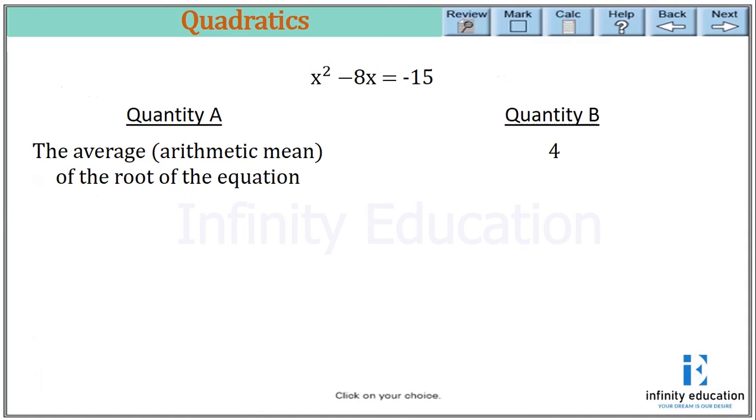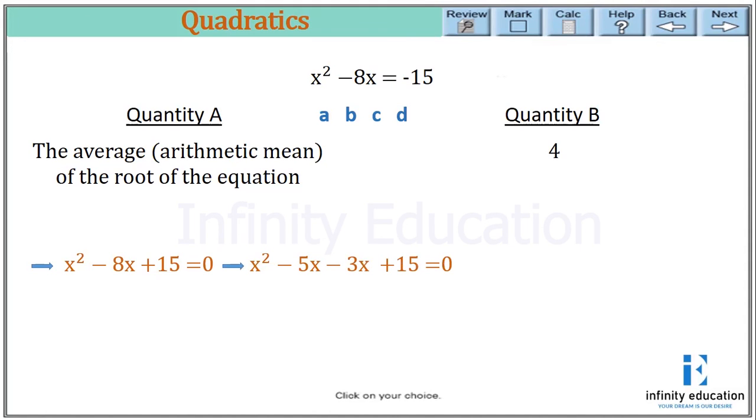So again, there is a quant comparison question. So we must write the ABCD first. The quantity is asking for the average of the roots of the equation. That means I have to find the roots of the equation first. So we are getting the equation as x square minus 8x plus 15, supposing minus 15 was on the right side. If I take it to the left side, that will be plus 15. So the coefficient of x square is 1 and the constant is 15, so their multiplication is positive 15. Now I have to split this negative 8 in such a way that their multiplication is also positive 15.